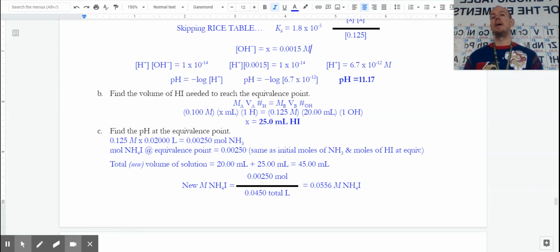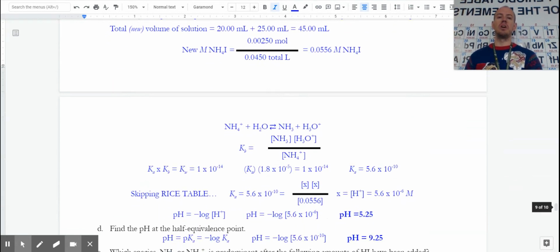Same total volume. So the cue that you're going to be doing this in most AP problems, it will say, assume volumes are additive. That's your reminder. They don't have to say that though. So we have to remember that by the time we get to the equivalence point, we just have more liquid there in total. Moles over volume, it's that same molarity we saw before.